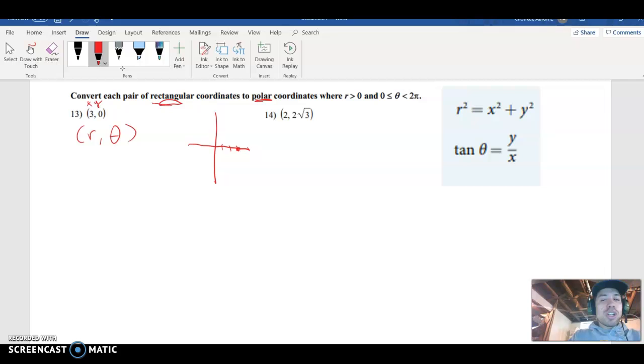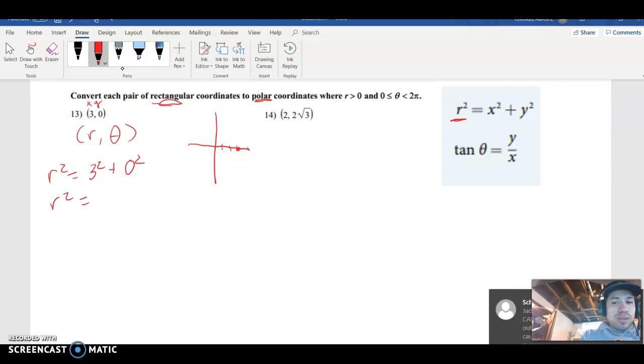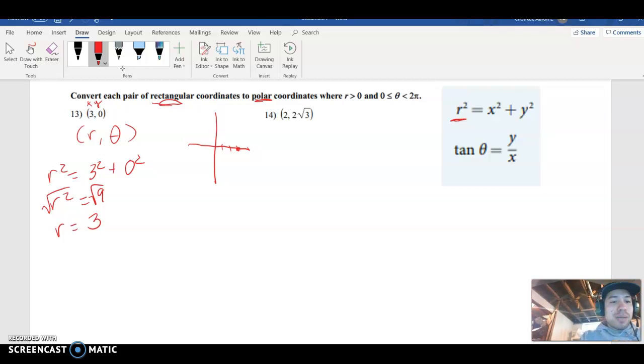So the way we're going to do this very easily, first we do our R value. Here are the equations we use. R squared equals 3 squared plus 0 squared. So R squared equals 9. Take the square root, R equals 3. We're going to keep it as the positive 3 because we want our R value to be positive. And honestly, I like to keep the R value positive. So we know our R value is going to be 3.